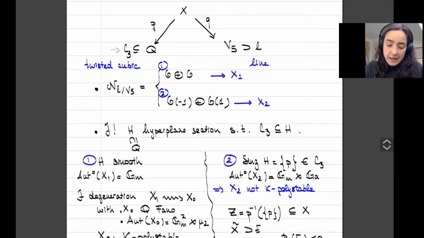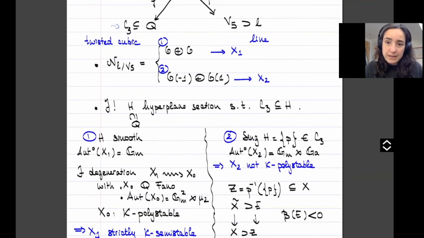So in the second case, when we have an unbalanced normal bundle, the quadric surface on which C3 lies is actually singular. It has a singular point that lies on C3. And the automorphism group of X2 is a semi-direct product of G_m by G_a, so it's non-reductive. So X2 is not K-polystable by Matsushima's obstruction theorem.